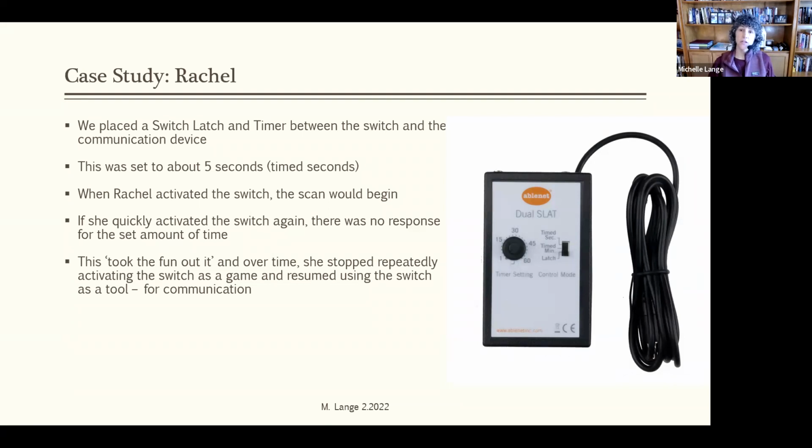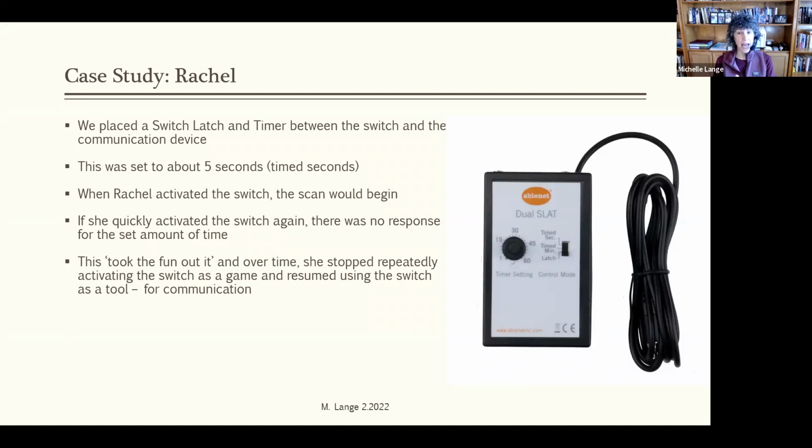She would activate the switch and the scan would begin. But if she quickly activated the switch again, like repeatedly, there would be no response until the elapsed amount of time, that 5 seconds. Now, did that get in the way? Well, it did at first.